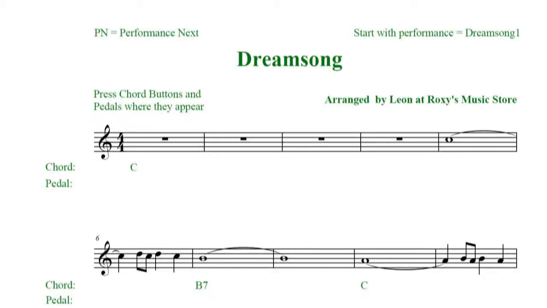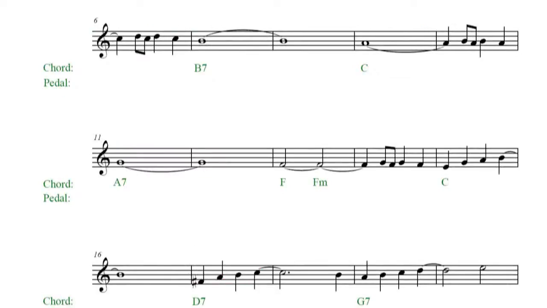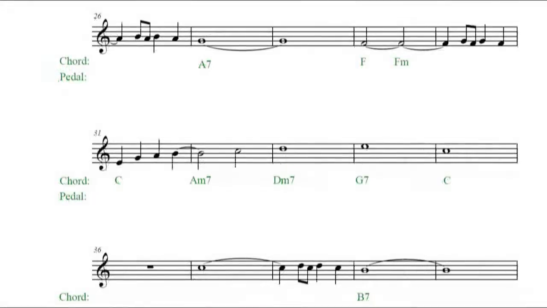The next instruction in the chord line appears at measure 7. It specifies playing a B7th chord at the first beat of that measure. Note how in measure 13 I specify an F chord on the first beat and an F minor chord on the 3rd beat. Notice also in measures 32 and 33 the use of minor 7th chords.